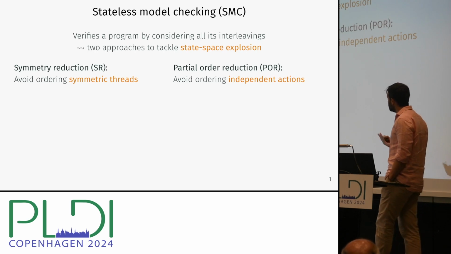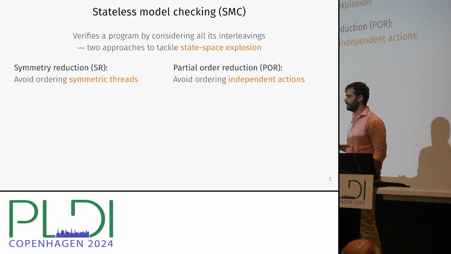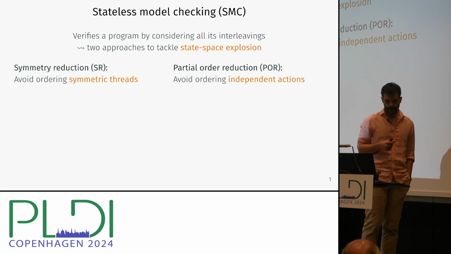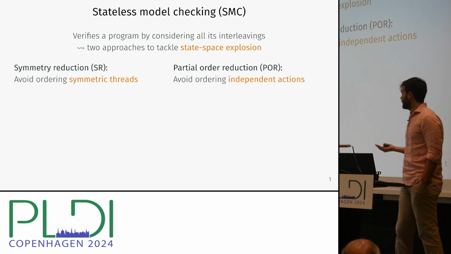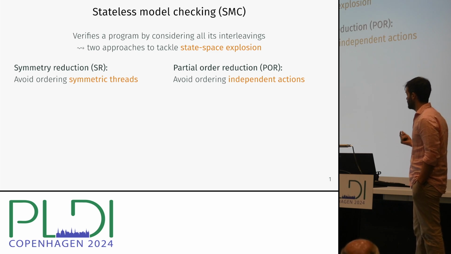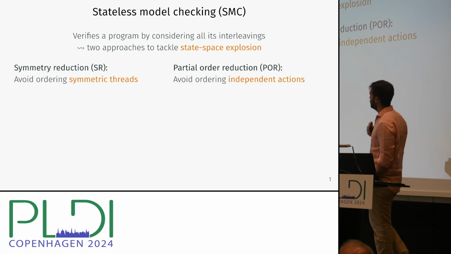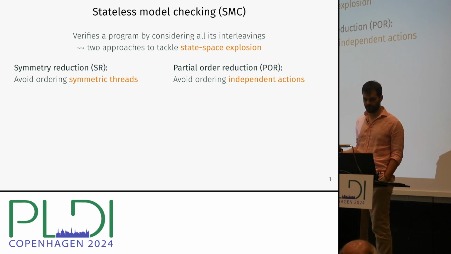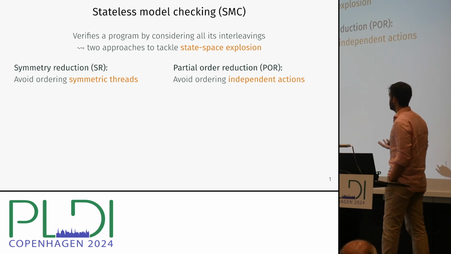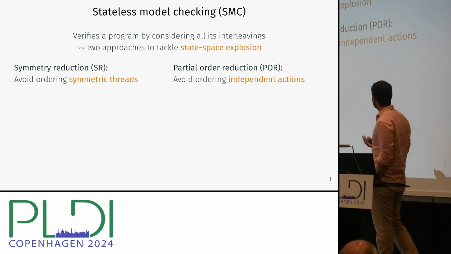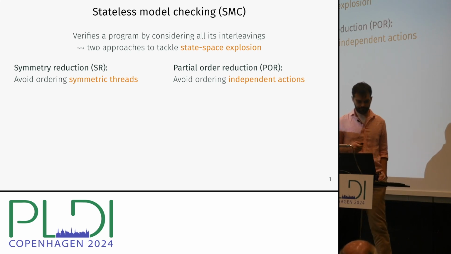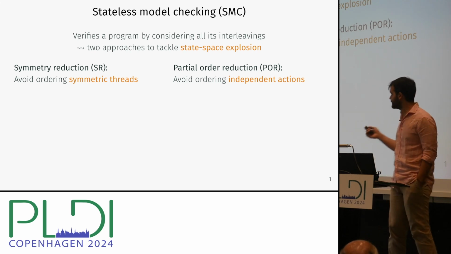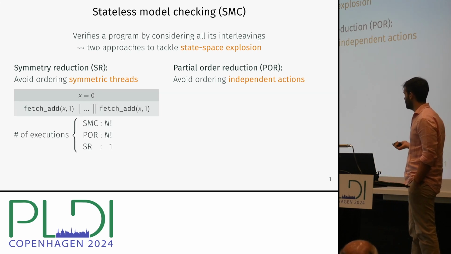So there have been two major approaches proposed to tackle this state space explosion problem. One of them is partial order reduction, and the other one is symmetry reduction. Symmetry reduction says you can avoid ordering threads that are symmetric, that are running the same code. And partial order reduction says that you can avoid ordering independent actions. So let's see what these techniques will do with a couple of examples.